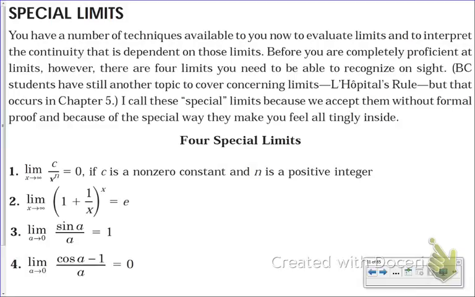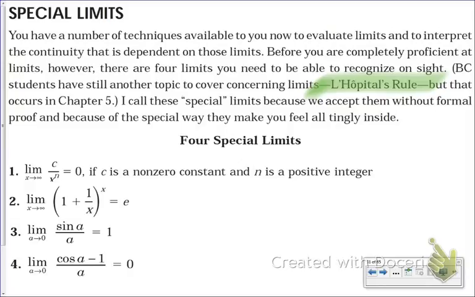Batman's awesome. All right, there's 4 special limits we've learned about. So it says you have a number of techniques available to you to evaluate limits now, to interpret the continuity that's dependent on those limits. Remember L'Hopital's rule? We looked at that earlier. Remember how I said sometimes they spell it differently? Anthony, I don't think you were here when we talked about L'Hopital's rule, so make sure you ask him about that at some point, because sometimes it looks like that, sometimes it looks like L apostrophe hospital, but it's a really helpful rule. So here's the 4 special limits.